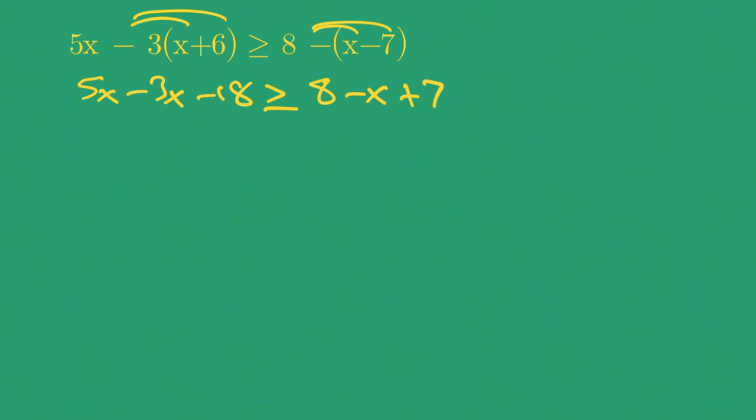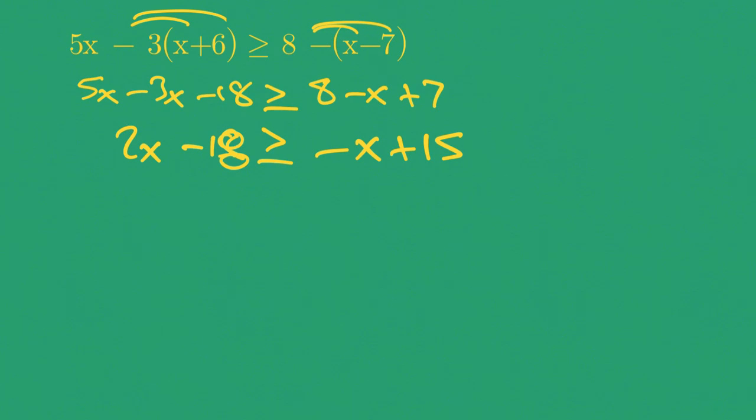Now, on the left side only, is there anything you can combine to make it more simple? Are there any like terms? And 5x minus 3x would be what? 2x. Thank you. Good. How about on the right side? Couple like terms? Yeah. What? 8 and 7. Perfect. 8 plus 7 is what? 15. So you're going to have negative x plus 15.